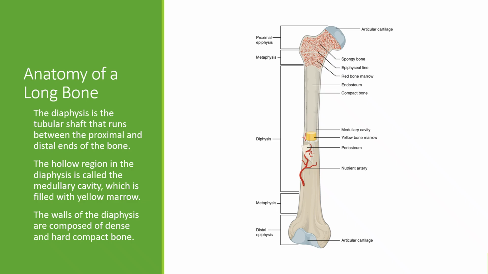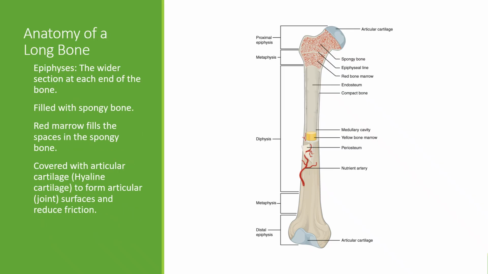The hollow part in the very center of the bone, in the very center of the diaphysis, is called the medullary cavity, and it is filled with yellow bone marrow, which is just a real fancy thing called fat, right? So you got fat inside your bones. The wall of the diaphysis is composed of dense and hard compact bone.